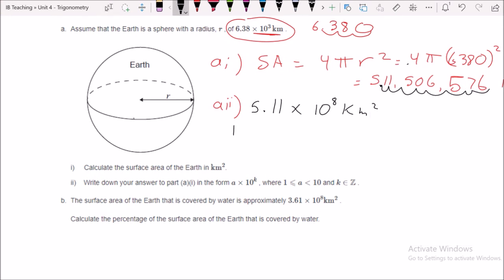That'd be part B. They asked us, the surface area of Earth that's covered by water is approximately 3.61 times 10 to the 8th kilometers squared. Calculate the percentage of the surface of Earth that's covered by water. Okay, so percentages are always how much out of the whole amount. So it's going to be how much water, which is 3.61 times 10 to the 8th square kilometers, divided by the total amount, 5.11, we just calculated that, times 10 to the 8th square kilometers.